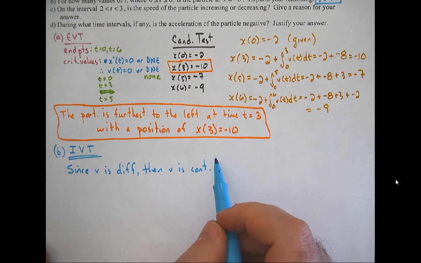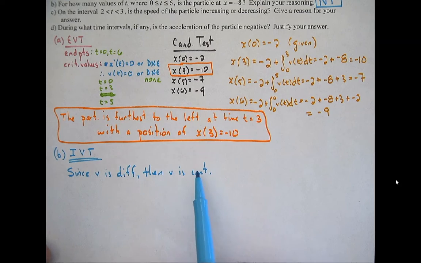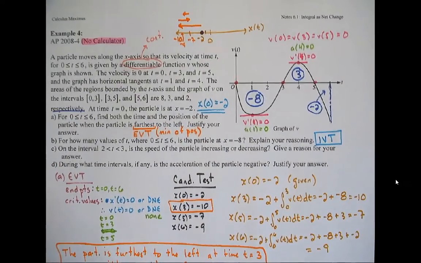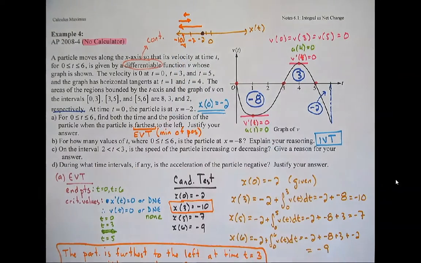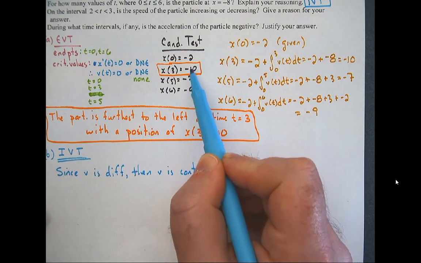Now we have to make a bunch of arguments on where our position equals -8. If I go back to my little graph up here, how many times do those back and forth arrows cross -8? Or I could go to my candidates test. How many times do these values cover -8?